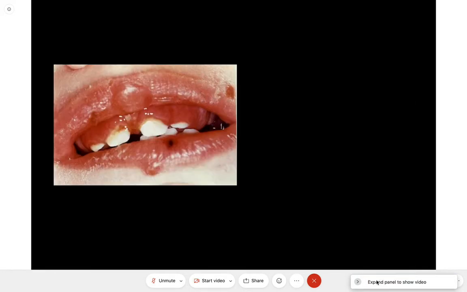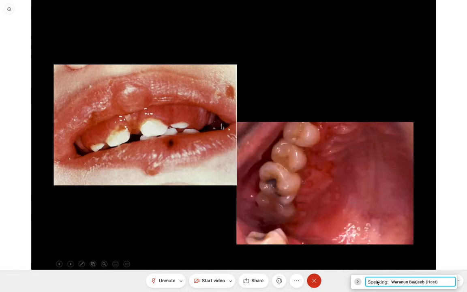And this is an example of primary herpes simplex virus infection, or primary herpetic gingivostomatitis, in a child. You can see the very inflamed gums, red and edematous, and also bulla formation. And this is an example of oral lesions.